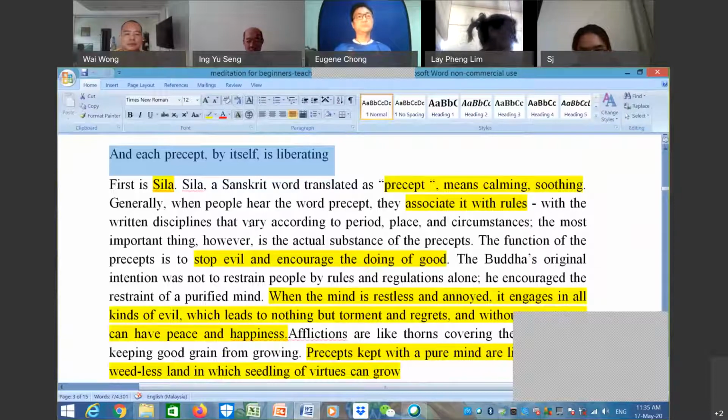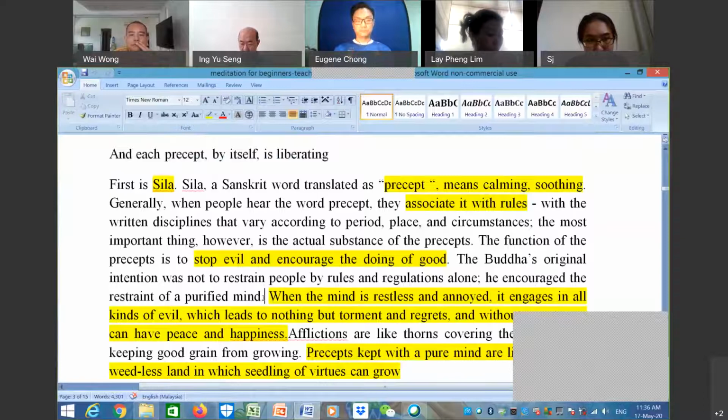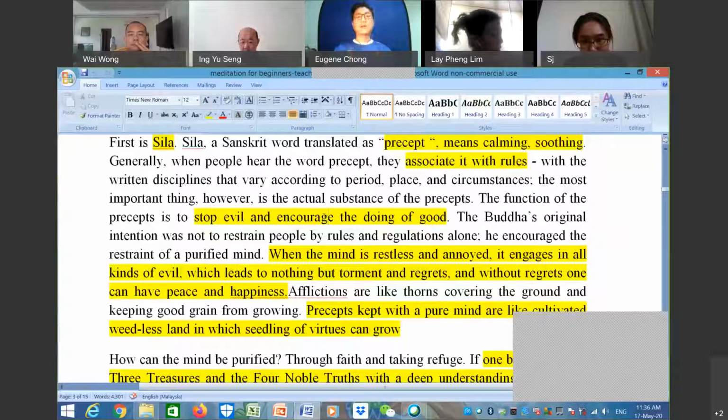First is sila. Sila, a Sanskrit word translated as precept, means calming, smoothly. Generally, when people hear the word precept, they associate it with rules, with written discipline that varies according to period, place, and circumstances. The most important thing, however, is the actual substance of the precepts. The function of the precepts is to stop evil and encourage the doing of good.